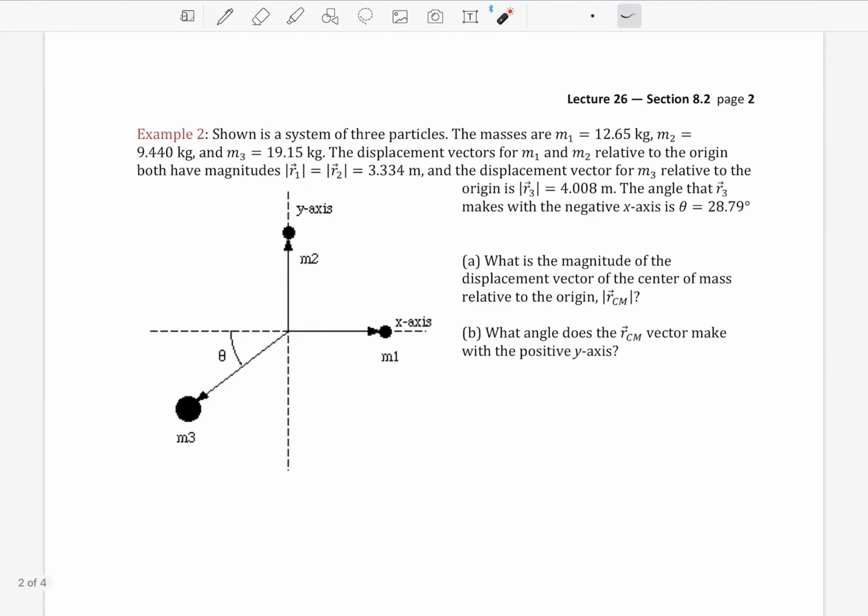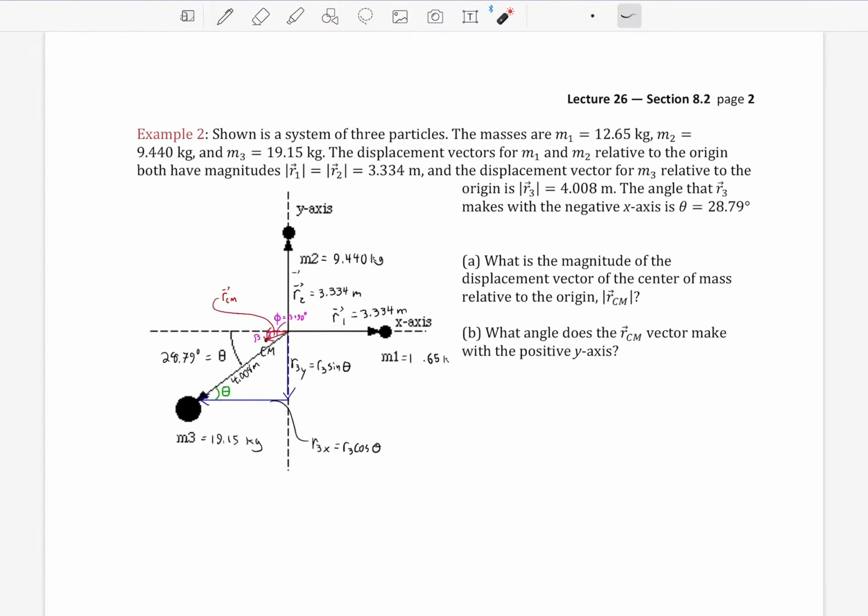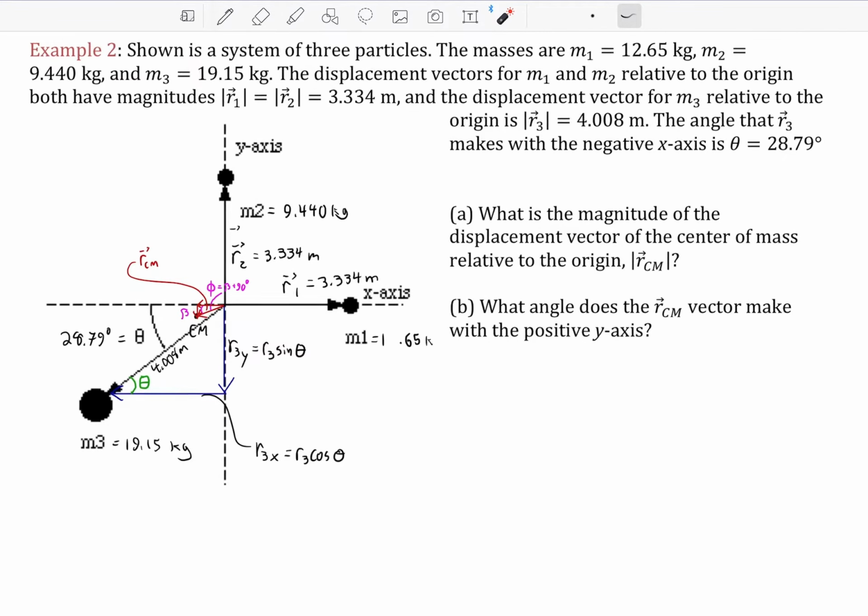Okay. So moving right along to another similar example, but with 3 particles and not related to any particular molecule. Okay. So here are the things we're going to want to consider. I'll just put them in the figure and read the problem. So example 2, shown is a system of 3 particles. The masses are M1, 12.65 kilograms, M2, 9.44 kilograms, and M3, 19, the biggest. The displacement vectors for M1 and M2 relative to the origin both have magnitudes of 3.334 meters, okay? And that would be the distances here, this one, and this one, all right?